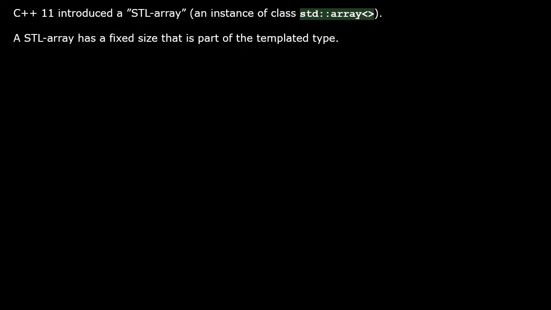C++11 introduced a STL-Array collection class, which is a templated class named array. A STL-Array is like a vector, except that a STL-Array has a fixed size. That fixed size is specified when you define your variable as a template parameter's value.